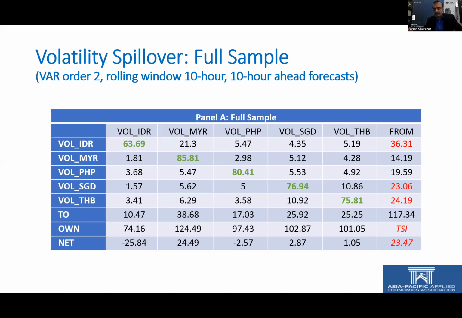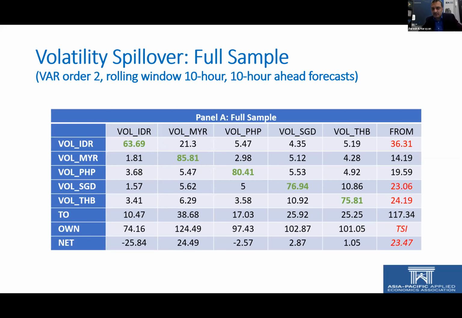The bulk of the variations in the exchange rate volatility is coming from own shocks, which is consistent with the random walk model, suggesting that there is limited role for fundamentals. When we look at the rankings, you see that in the case of Indonesia's exchange rate, 36% of the variations, that's more than a third of the variation in Indonesia's exchange rate, is coming from exchange rates of others.